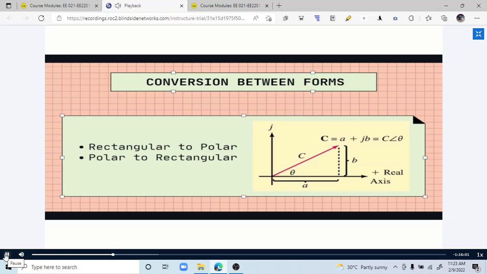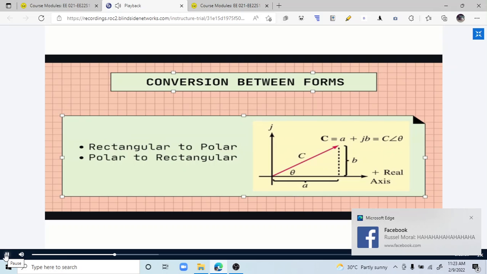Did you get it? Are you following so far? Okay. So since we already know how to convert rectangular to polar, we now go on to polar to rectangular. So the given now is C and theta. We are going to find out A and B. So if you imagine that C and theta are given, how can we find A?